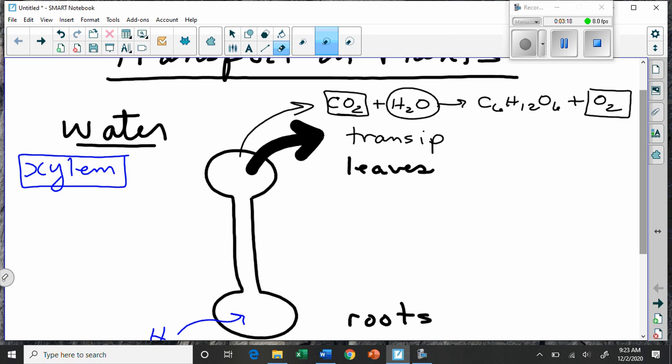Oops, let me spell that right. Transpiration. And if you go back to our video on the leaves, you can see how the stomates open and close according to the water availability. And so a lot of water is lost.